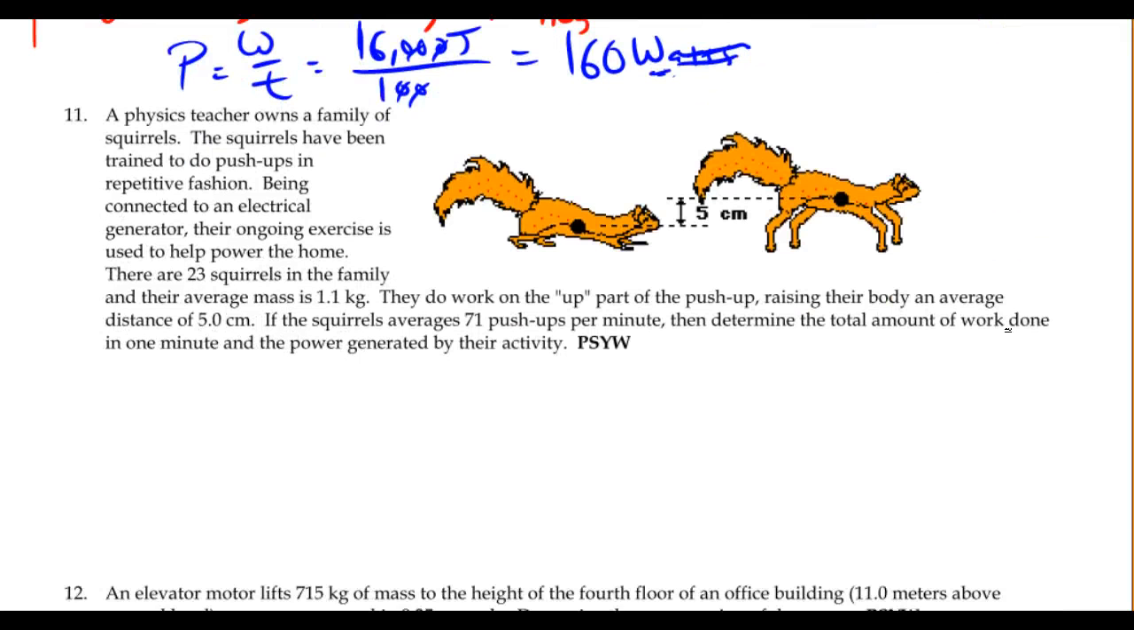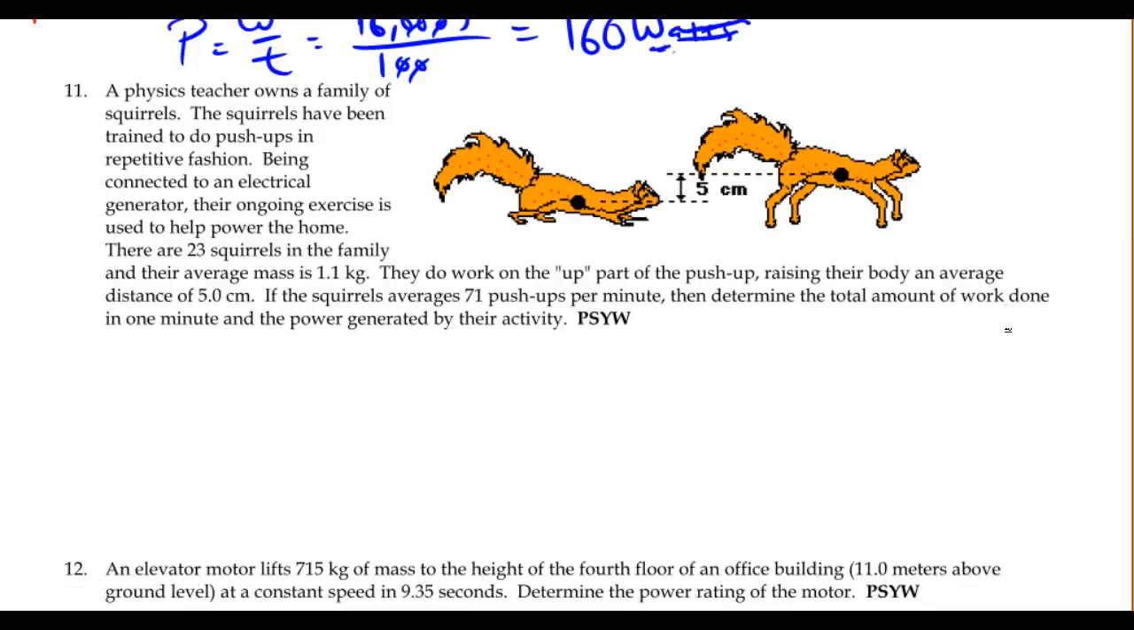My favorite physics teacher, who came up with this, kind of like the little hamsters rowing in the commercial, has squirrels, which he uses to provide power by doing push-ups. Each squirrel has an average distance of 5 centimeters per push. There's a lot of data in this one that we've got to collect. Don't worry about that.